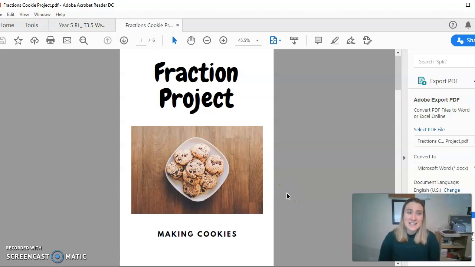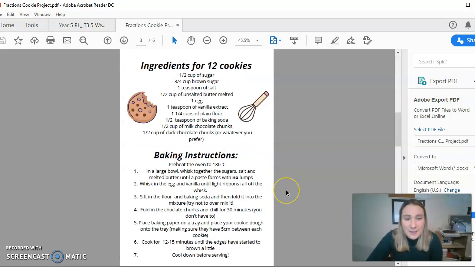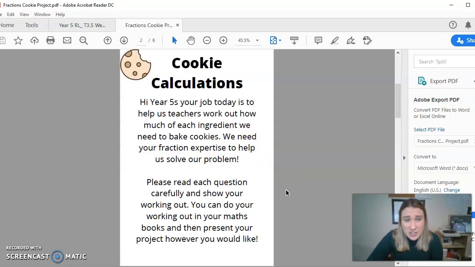Hey guys, me again. I'm just going to quickly run through our fraction project with you guys. So we're actually going to be making cookies, and I absolutely love cookies. It's my favorite thing to do. So please make sure you do read through the instructions.